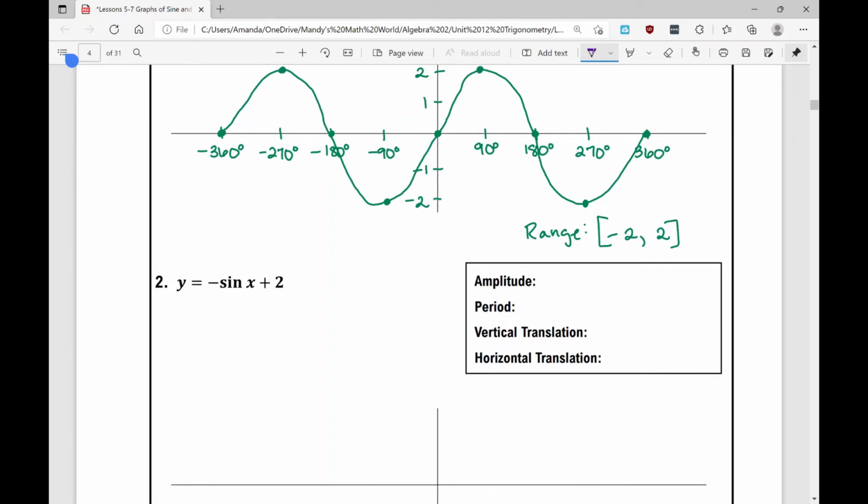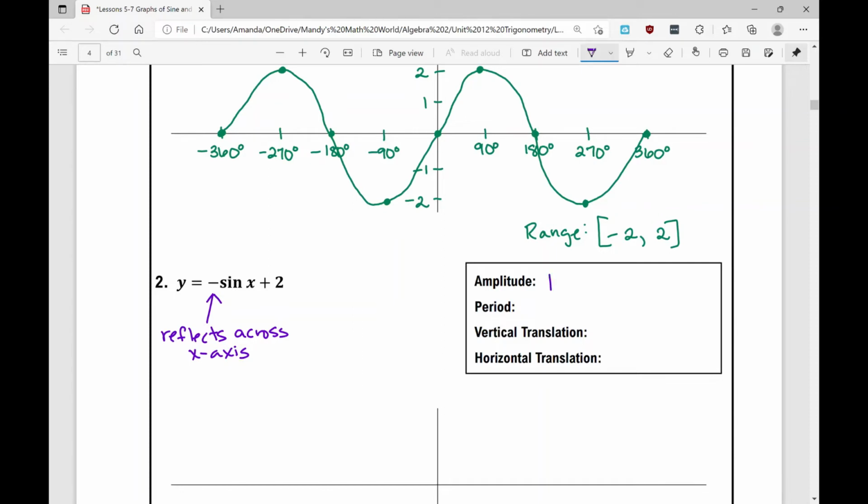In this case, I notice a couple things. There's a negative out in front. Well, what does a negative out in front do to my graph? It reflects it across the x-axis. That would mean instead of looking like this, it would look something like this. So we're just going to start in the opposite direction, if you will. We don't have any other number in front of that sine, which means our amplitude is the same as our parent function, which is just 1.